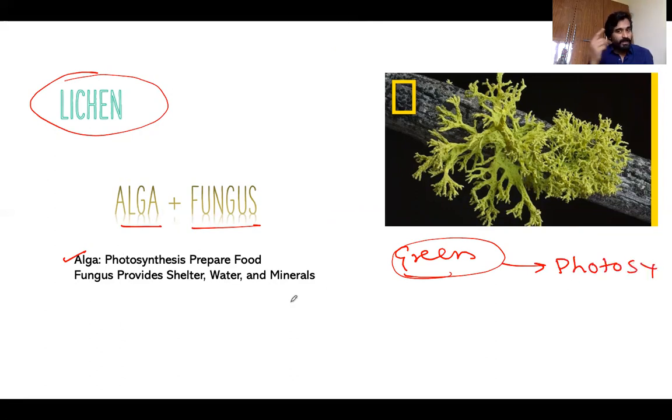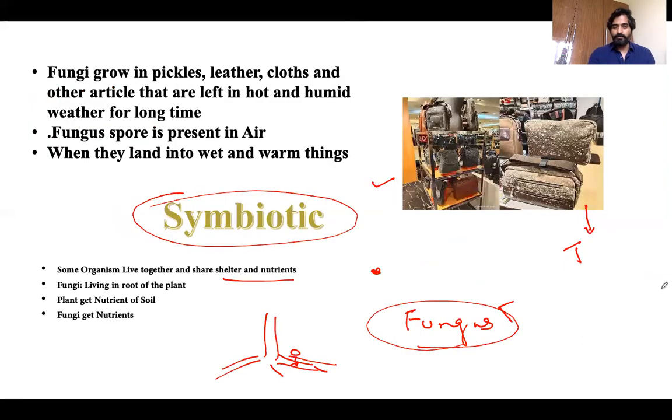So the fungus will get food from the alga, and what will alga get? Alga will get shelter. Fungus is some sort of strong, so it gives shelter. It gives lots of water. It gives lots of mineral to alga. So both are benefiting from each other, and that is why it's known as a symbiotic form of relationship.